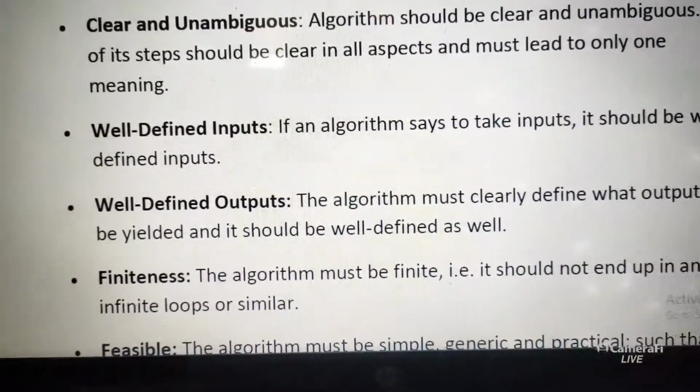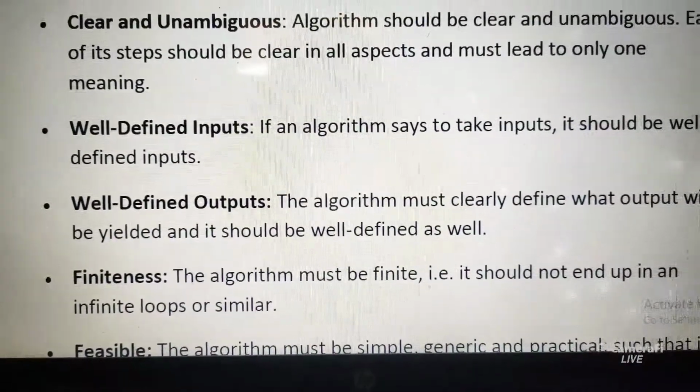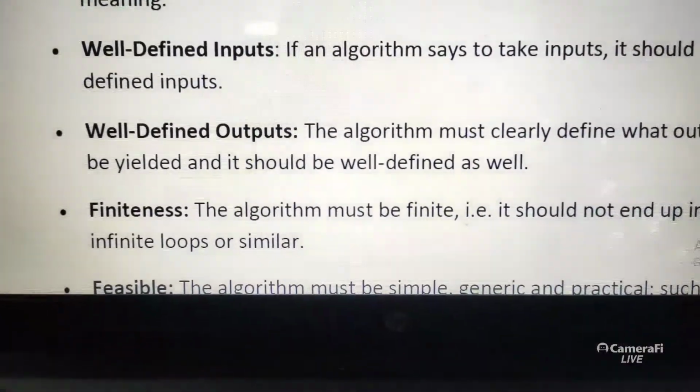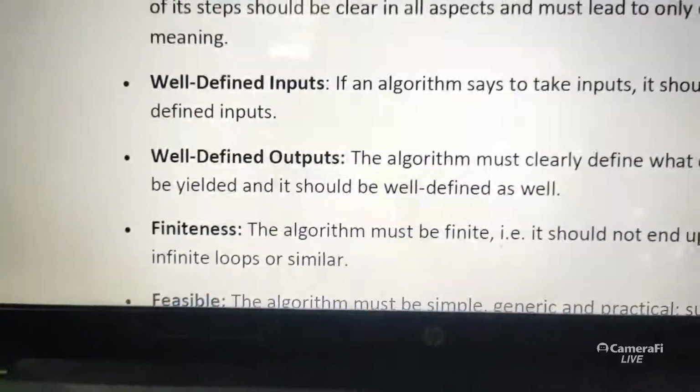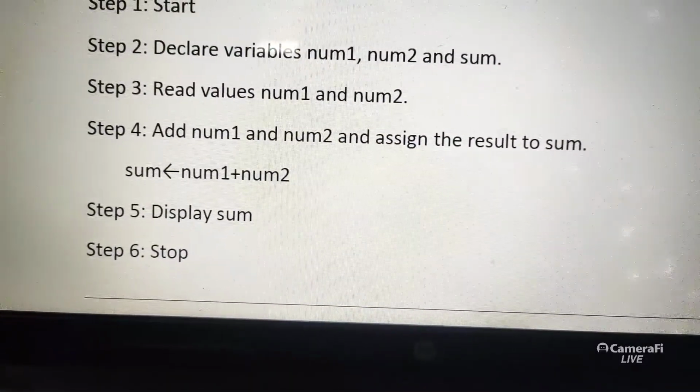It should be possible to give the input. It should be possible to produce the output. Finiteness. Finite means it should complete somewhere. The algorithm should complete somewhere.